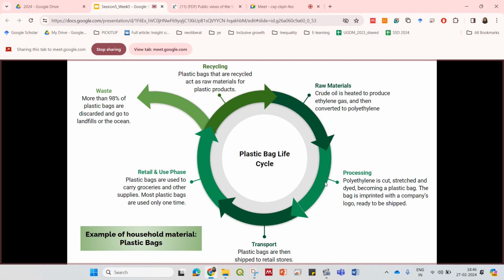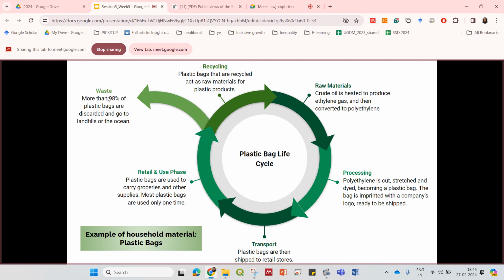Then coming to the processing stage, where polyethylene is cut, stretched and dyed, and it becomes a plastic bag, which is then imprinted with the company's logo and is ready to be shipped. Then comes the transport stage, where the plastic bags are shipped to the retail stores. Then comes the retail and use phase. Plastic bags are used to carry groceries and other supplies, and most of them are used only one time.